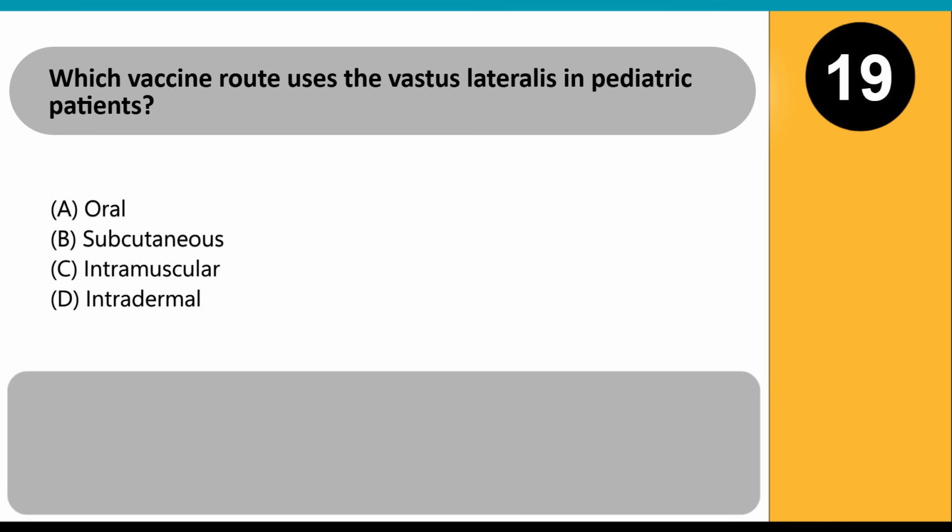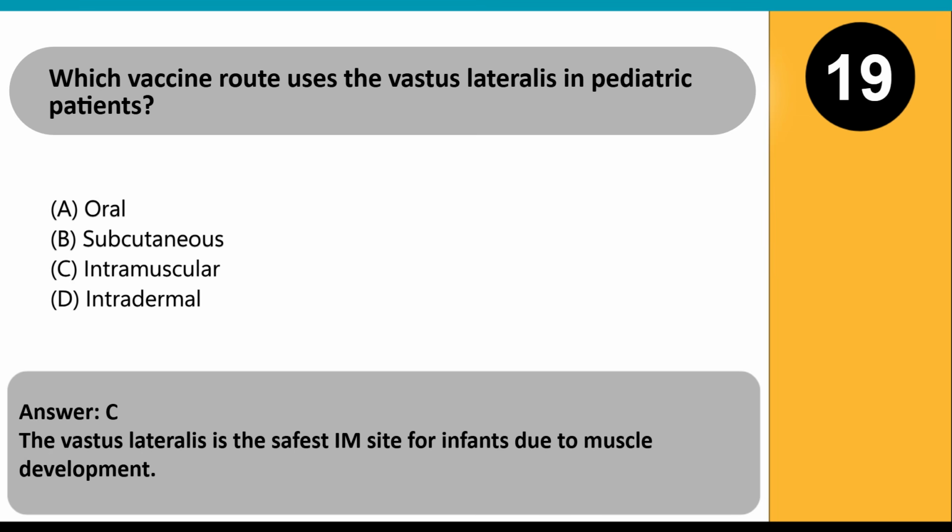Which vaccine route uses the vastus lateralis in pediatric patients? A. Oral. B. Subcutaneous. C. Intramuscular. D. Intradermal. Answer: C. The vastus lateralis is the safest IM site for infants due to muscle development.